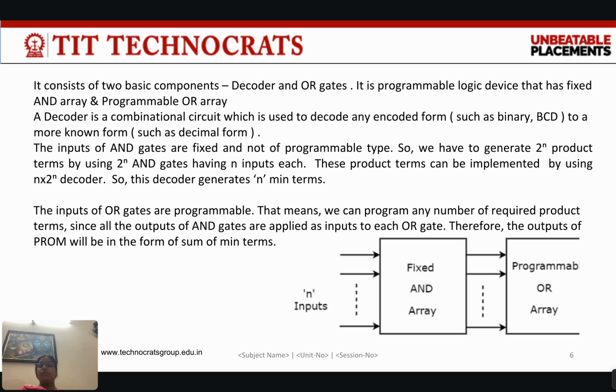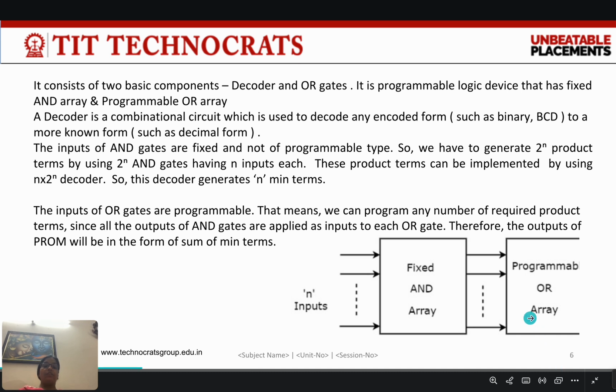The inputs of OR gates are programmable. That means we can program any number of required product terms since all the outputs of AND gates are applied as input to each OR gate. Therefore, the output of the PROM will be in the form of sum of minterms.